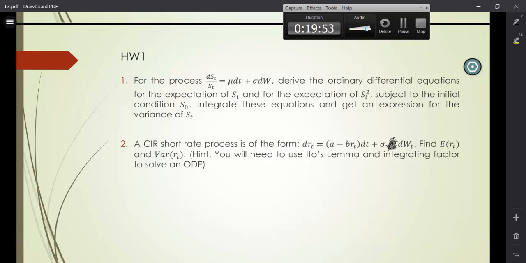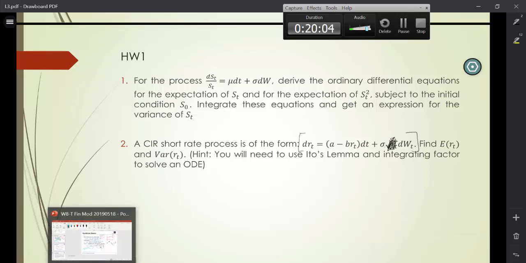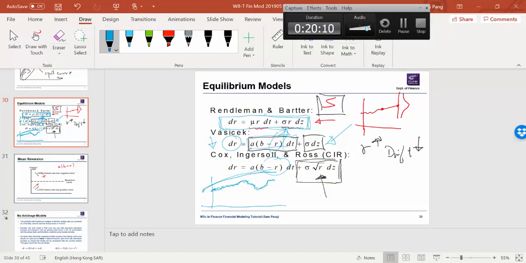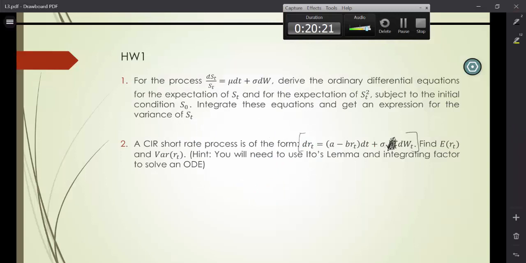So like I said, this is a speculation, if I may use that word, or an assumption of how short rates behave over time. You can think of this as a stock price, although you really shouldn't. It's a random variable that will change over time. So given that this is the stochastic process, what is the mean and what is the sigma squared?